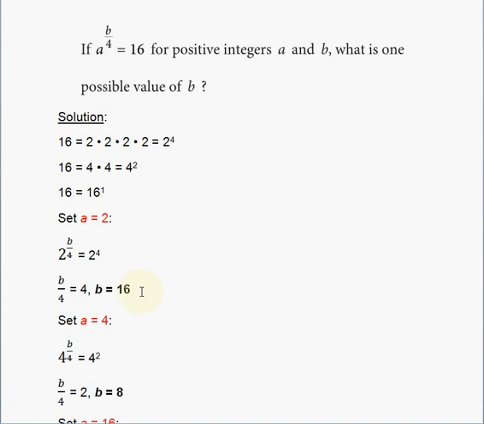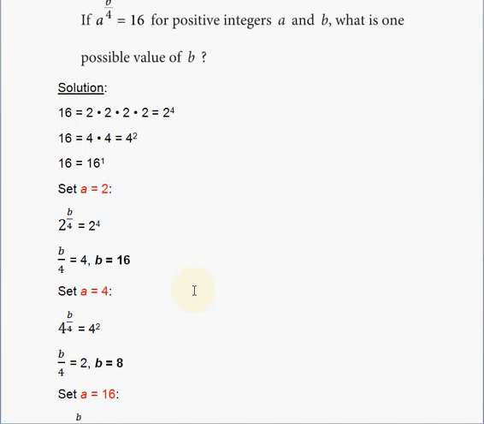Now the next value of a. Let's set a equal to 4, and using the reference, when 4 is the base, 16 can be expressed as 4 squared. The bases must be the same, so 4 raised to the power of b over 4 is equal to 4 squared, because 4 squared is 16. Now we play around with b again: setting the powers equal, since the bases are the same, b over 4 is equal to 2.